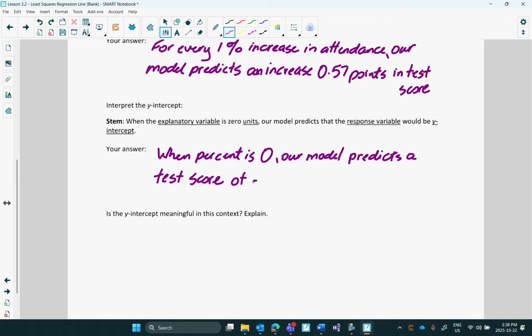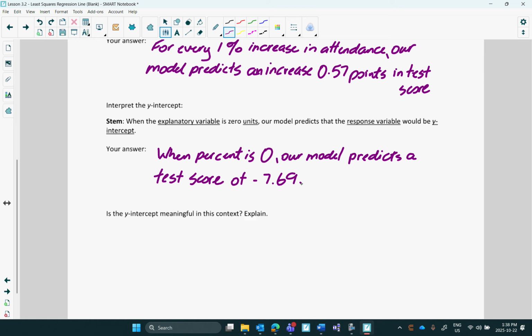An additional question to be asked: what the y-intercept is, once you interpret it, does it make sense in this situation? Why does it not make sense? Because, yeah, you can't get a negative test score. You can't get below 0.